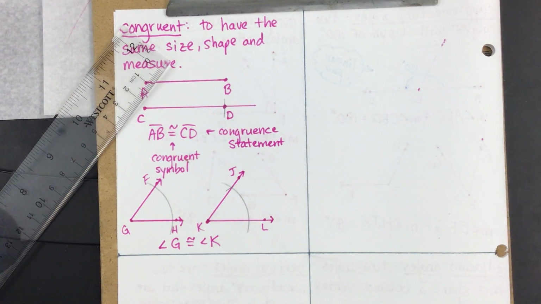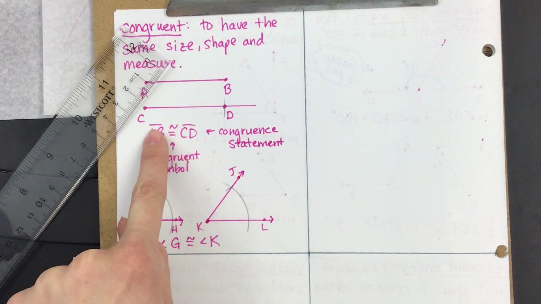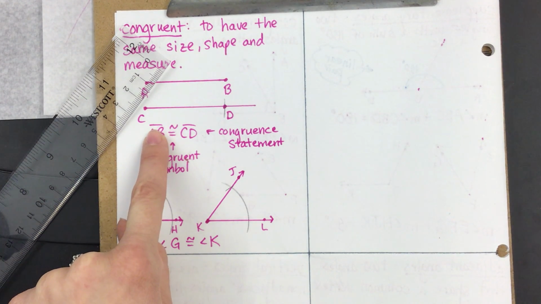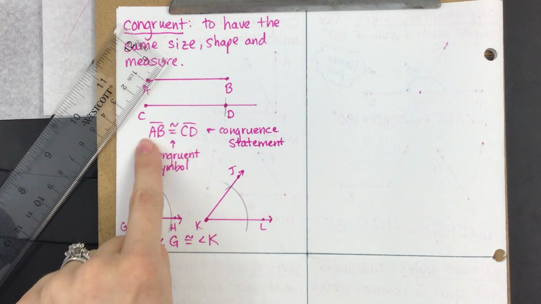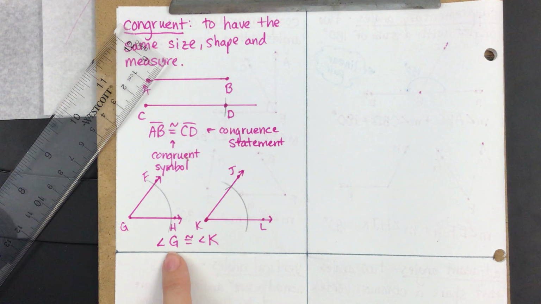All right. Yes, Kello. Because that's how you do line segments. So to show that it's a line segment, you put the line above AB to show this is line segment AB. And then here, these are angles. So we use the angle symbol to show that this is angle G, and that's angle K. So there's just different symbols depending on what it is that you're writing.